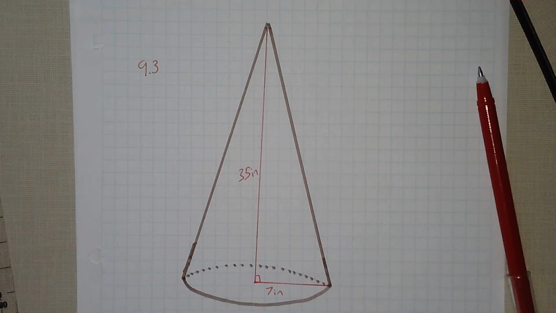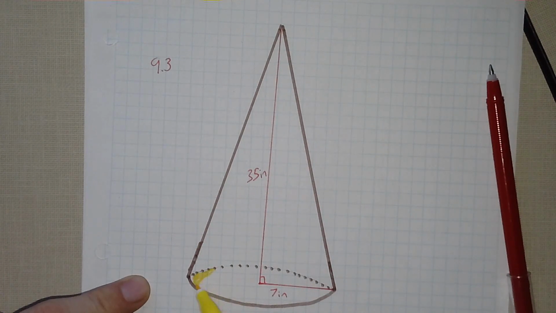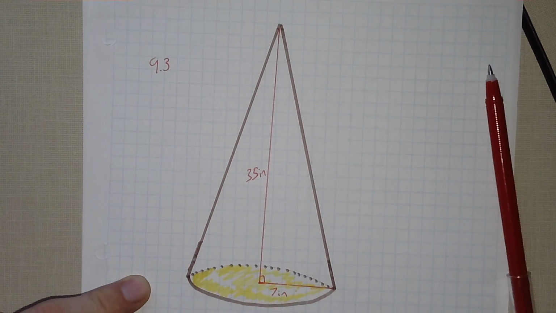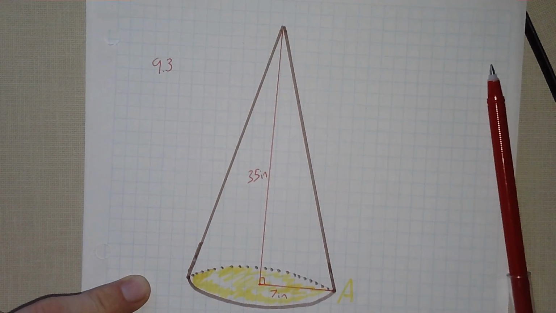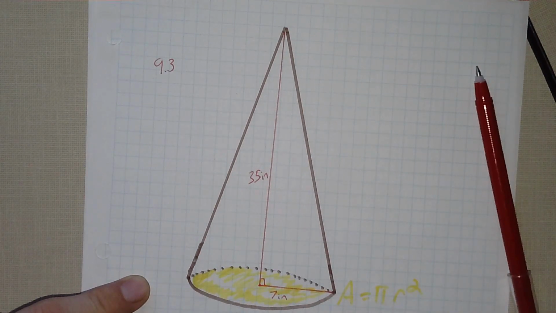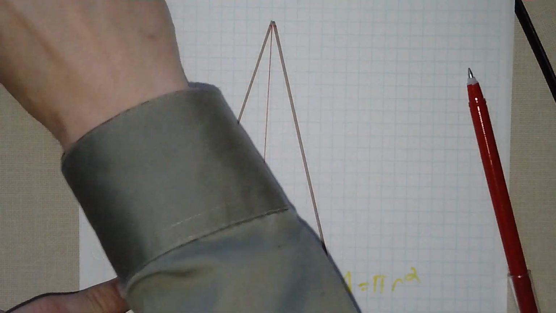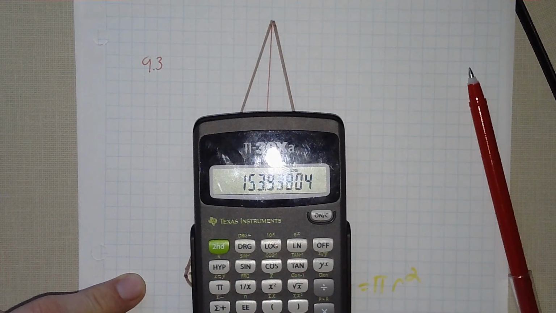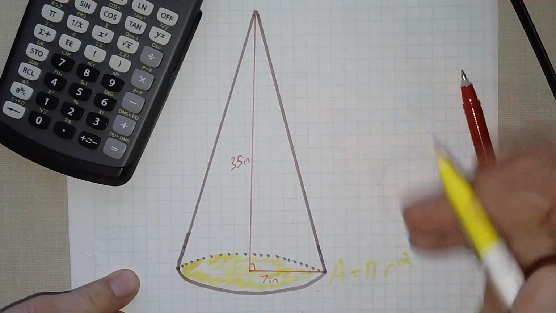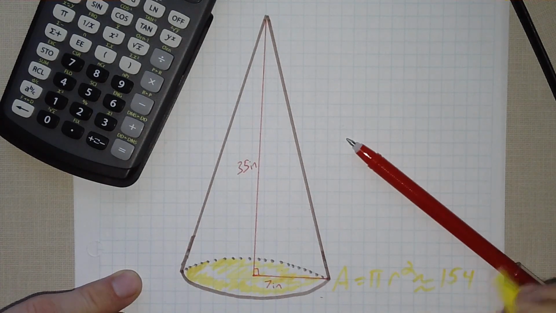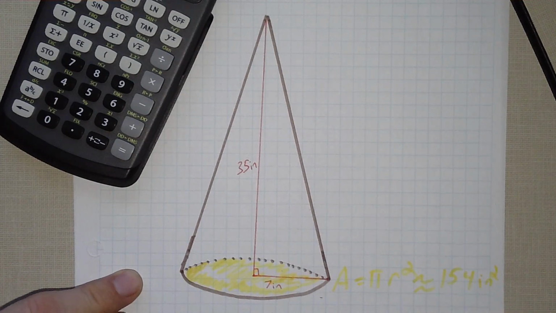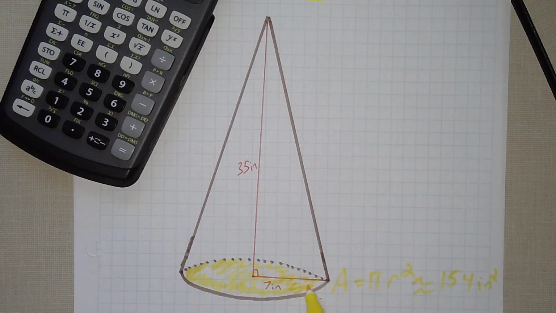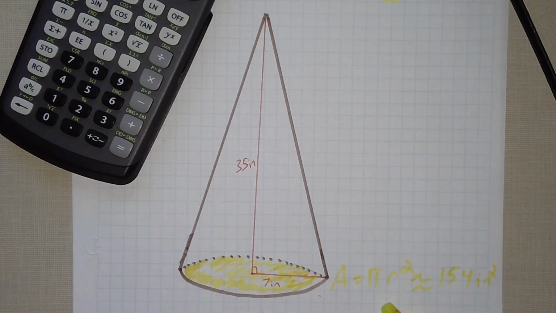Okay, sorry about that. All right, well, first, let's examine what the area of this circle down here is. The opening circle, it's pretty easy. The area equals pi r squared. So that would be equal to 7 squared times pi, which equals approximately 154 inches squared.